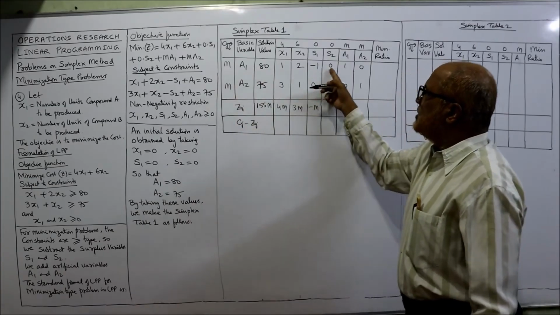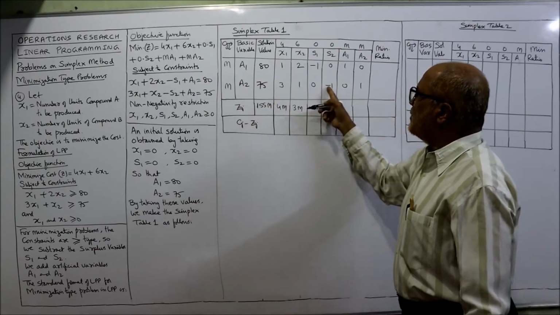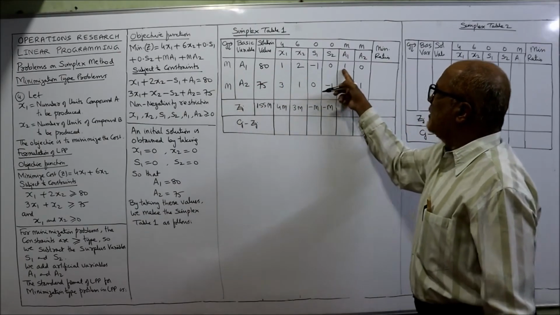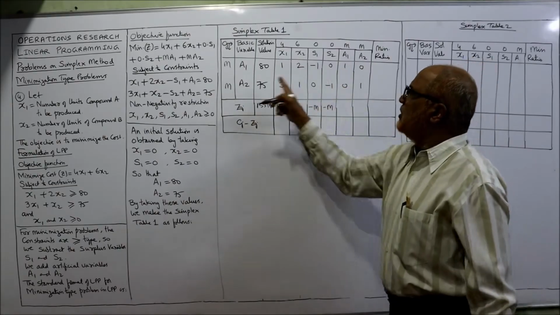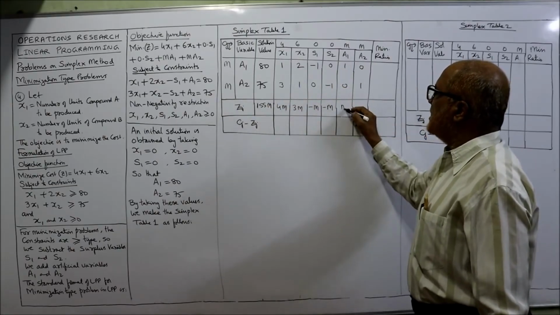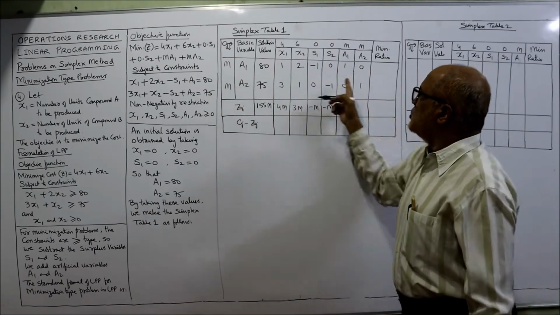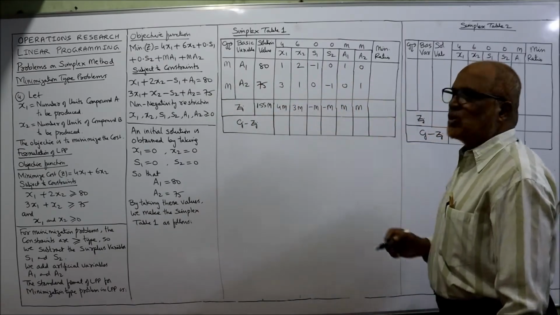Here M into 0 is 0. M into minus 1 is minus M. Here M into 1 is M, and M into 0 is 0. So plus M. Here also M into 0 is 0, and M into 1 is M. That's all.